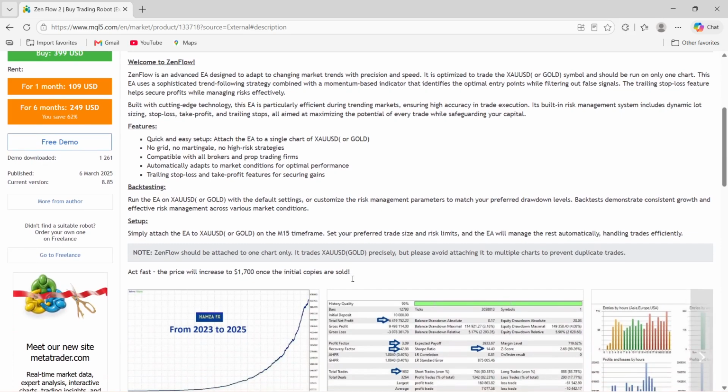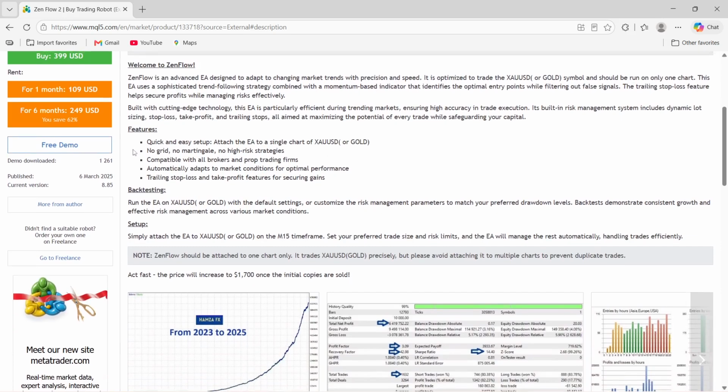All right, so that constitutes the features. You can see quick and easy setup, no grid, no martingale, compatible with all brokers and prop trading firms, automatically adapts to market conditions for optimal performance. And you can see trading stop loss and take profit features for securing gains.